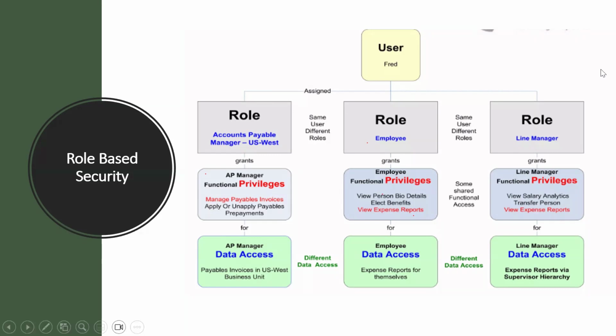So this is how we can assign multiple roles for one employee or one user.